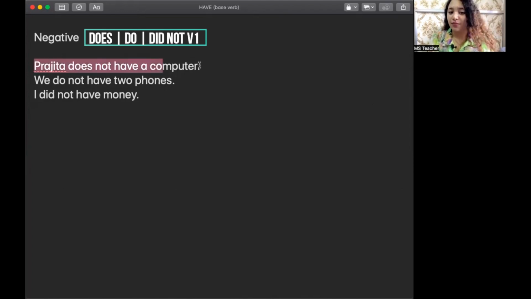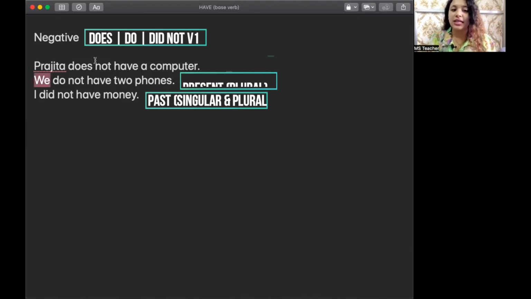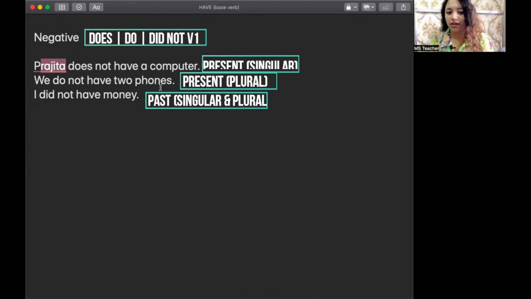Prajita does not have a computer means she does not possess the computer, or she does not own that computer. When we say we do not have two phones, it means the same. You're using a noun after has, have, had. It means you do not have a phone or two phones. I did not have money means this person did not have money. So did is representing that it is in the past. Do represents present but with a plural noun, plural subject. Does means again present tense but with a singular subject or singular noun.